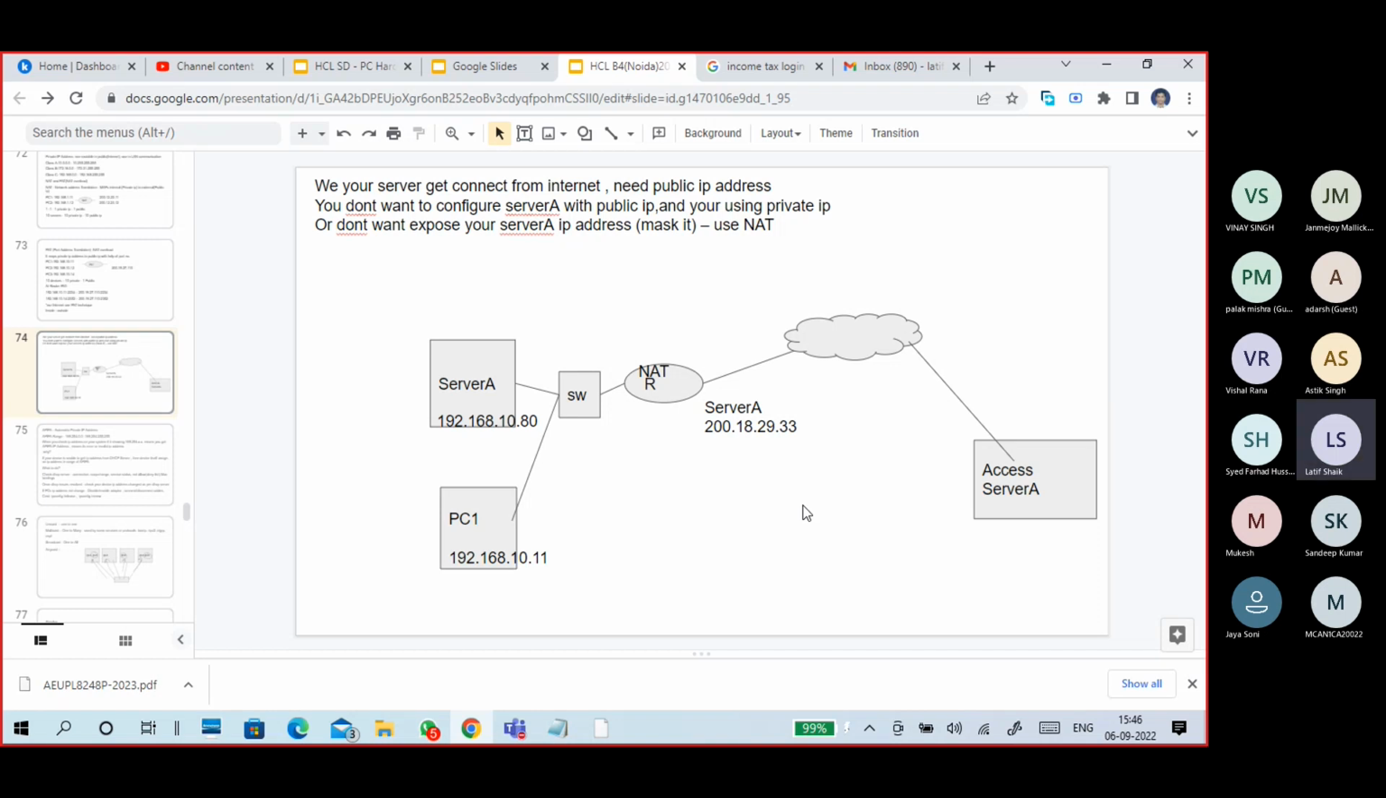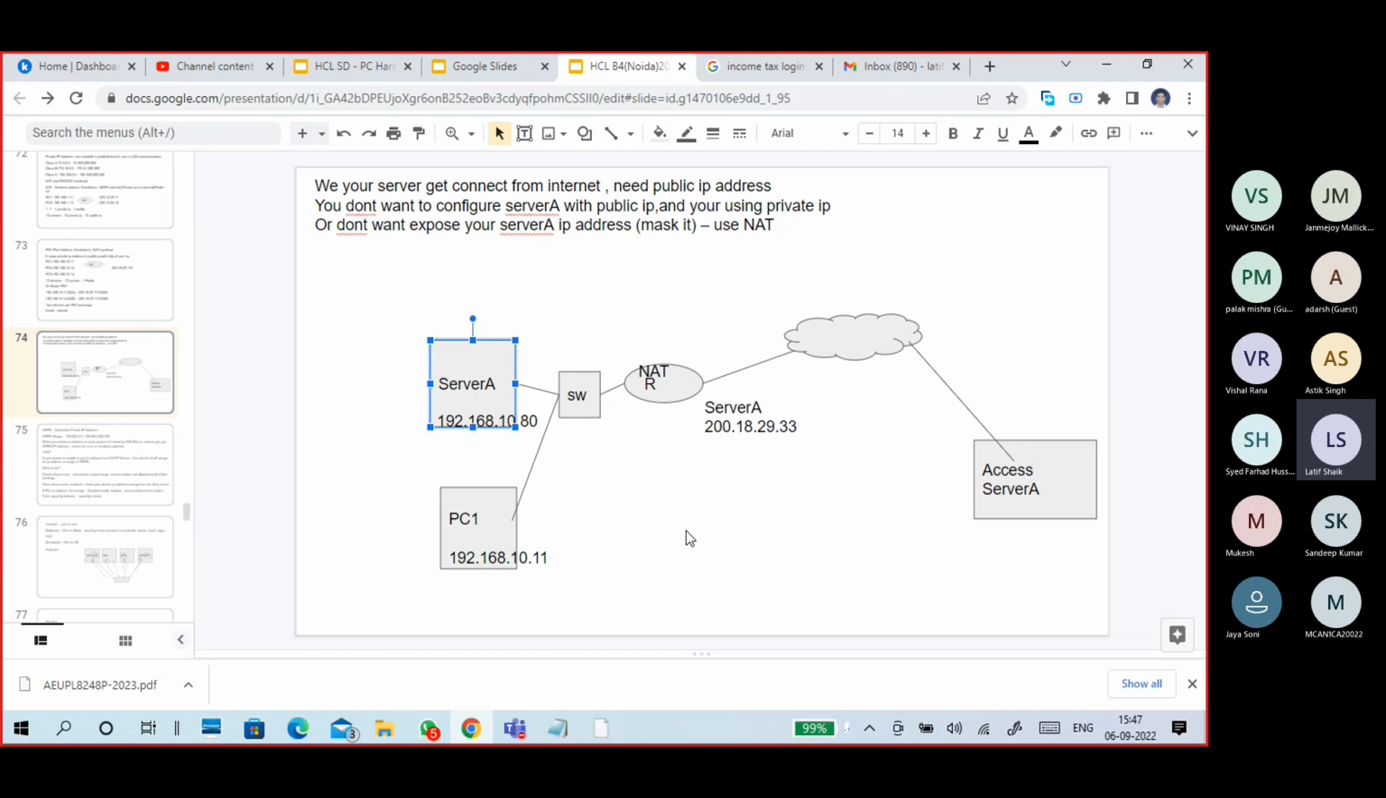Okay guys, a small point here. I have a server, for example a web server, in my local network. I can access it from here because both are in the same network, physically and logically, no problem. Someone wants to access my server through the internet. What do you do? You must have a public IP address.